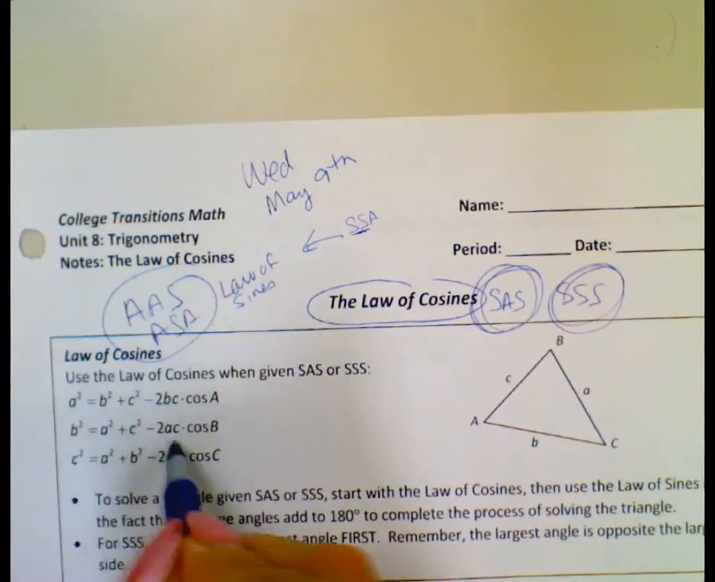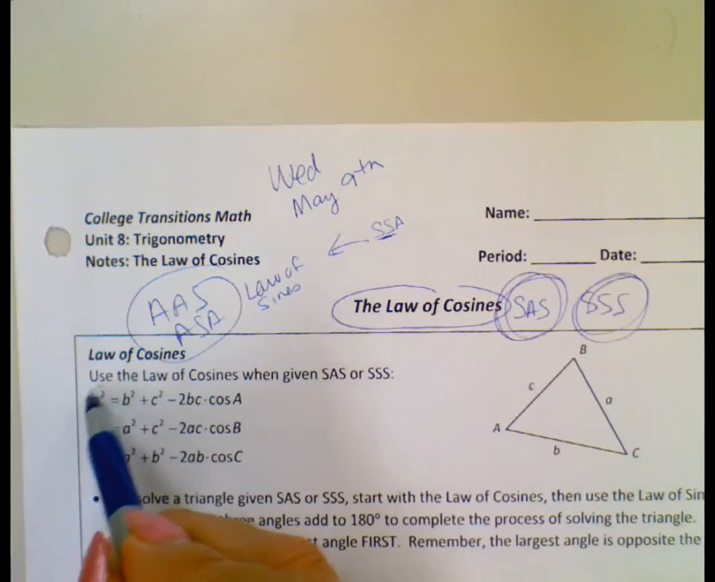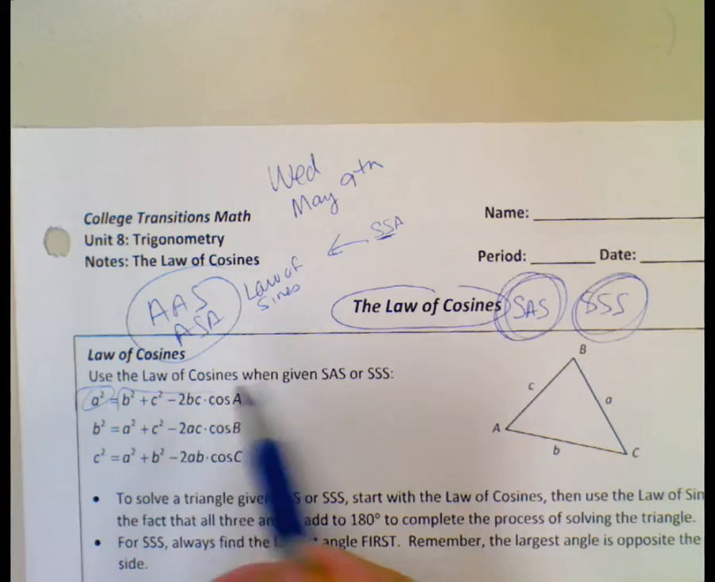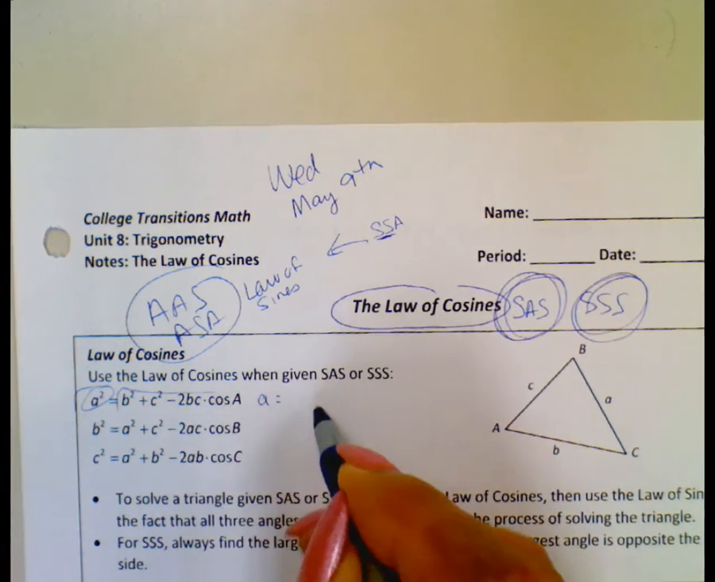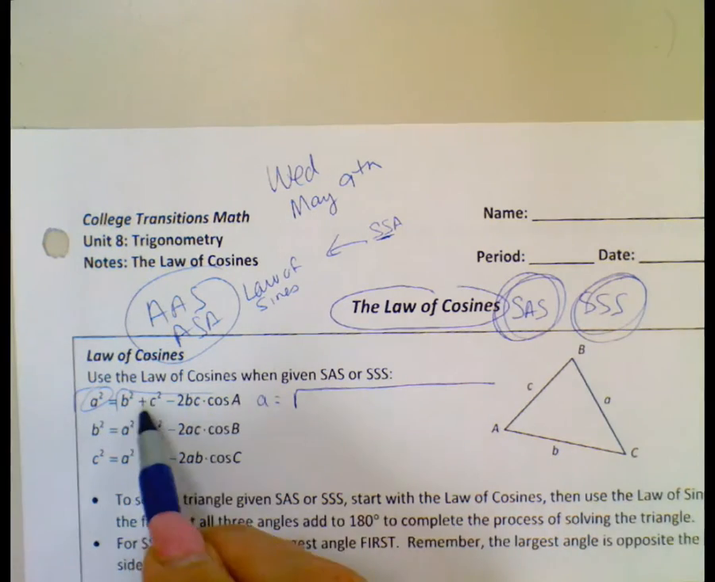So these are the formulas you're going to use. Now, these are not calculator ready. So in order to get rid of a square, you're supposed to take a square root. So what I'm going to do is give you this formula so that it's calculator ready. So it's A equals the square root of all of this stuff.